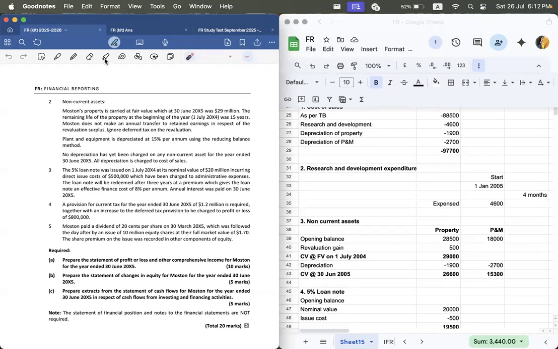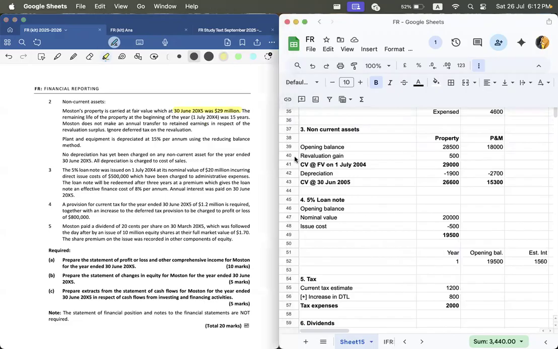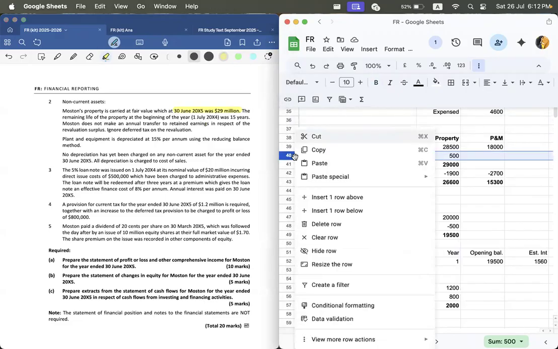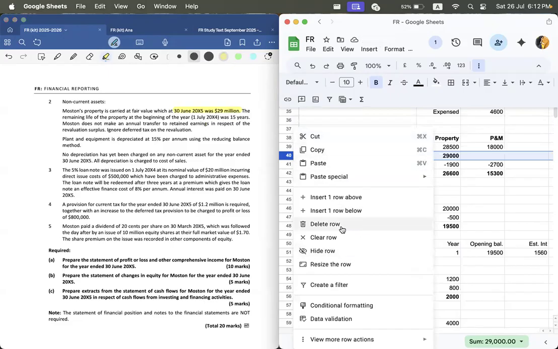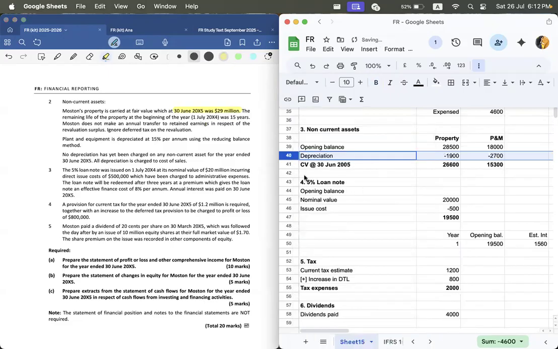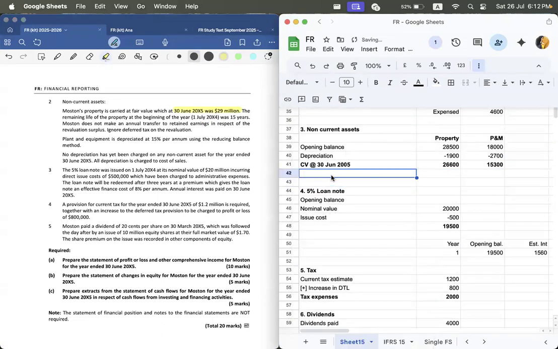So we slightly misread the question. In the question, they told you that the revaluation was taken on 30th June 2005. But I wrongly took it as it was taken on 1st July 2000. I'm just going to correct it. We're going to add a row below: carrying value at fair value on 30th June 2005.